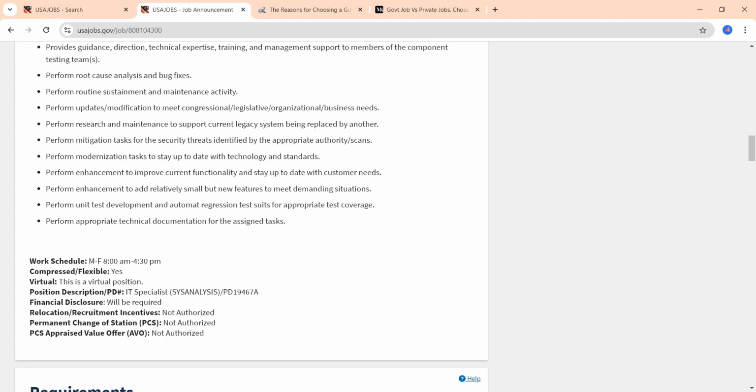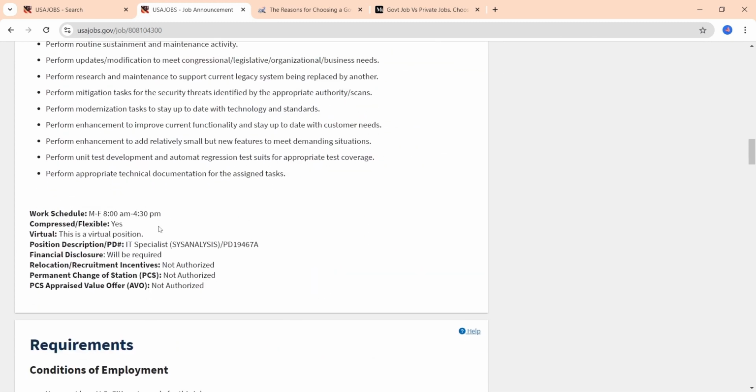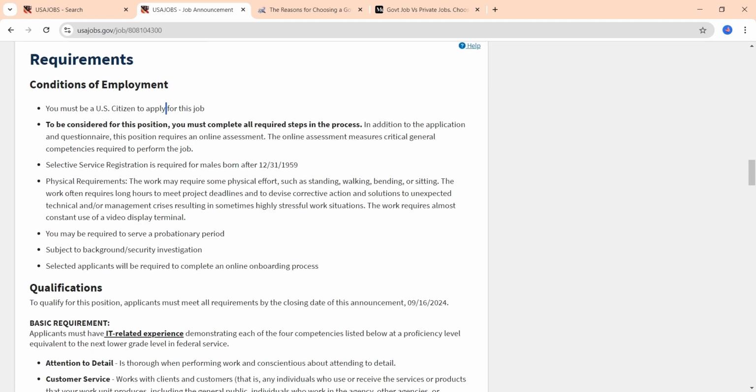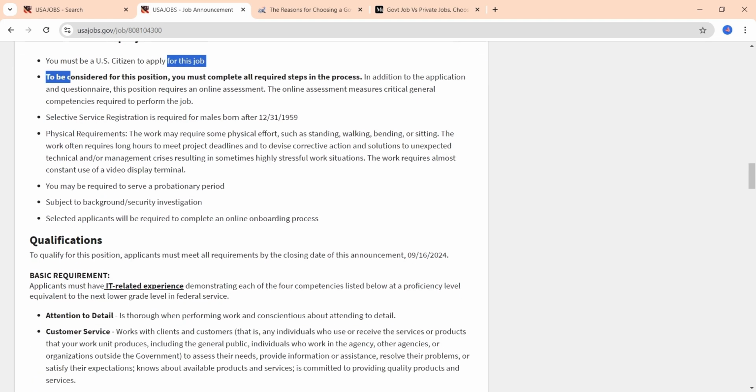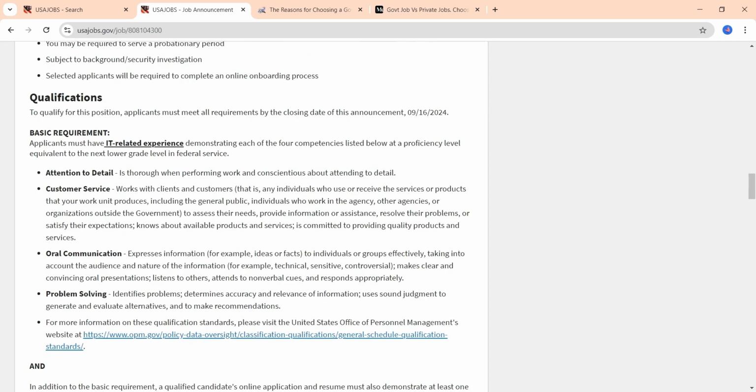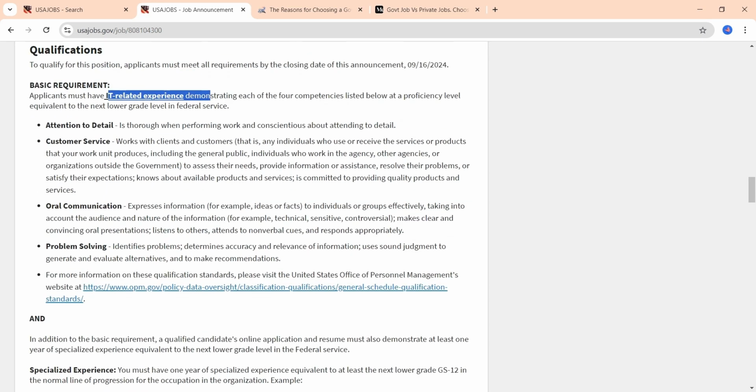Let's move down to the requirements. As you can see, they have a normal schedule for the requirements here. You have to be a U.S. citizen, as we already described. As you can see here, it does mention the IT related. It mentions the same four set of soft skills that we talked about earlier.